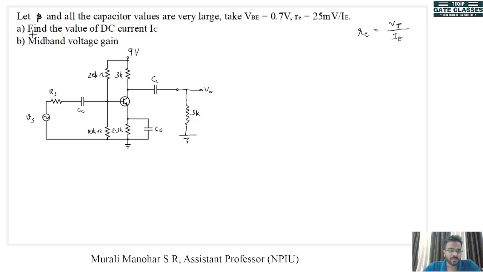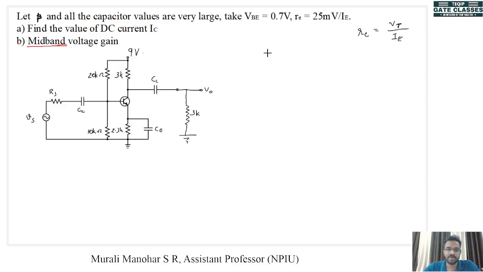Now our first thing is to find the value of DC current IC. Then the second question is the mid-band voltage gain. So this is our clue. So we are told to find the mid-band voltage gain. That means we need to find the small signal voltage gain of this circuit, because up to mid-band we assume that the amplifier is in its low frequency range. So low frequencies and mid-band frequencies correspond to the small signal low frequency analysis. So first one is to find the value of DC current IC.